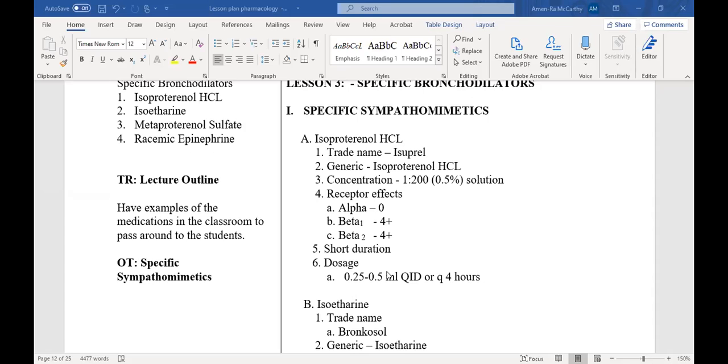Now, let's look at the receptor effects for isoproterenol. Plus 4 is the highest it goes, right? It goes from 0 to 4. The receptor effects go from 0 to 4. So 4 is the highest, okay?